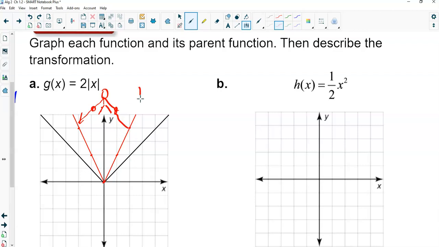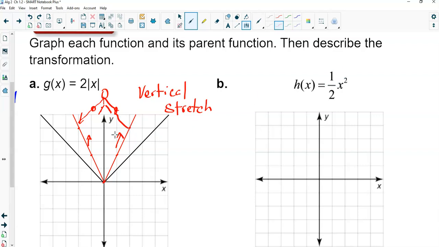That's why it's called a vertical stretch, because he is pulling up. See how these move? All right, so let's take a look at this quadratic.